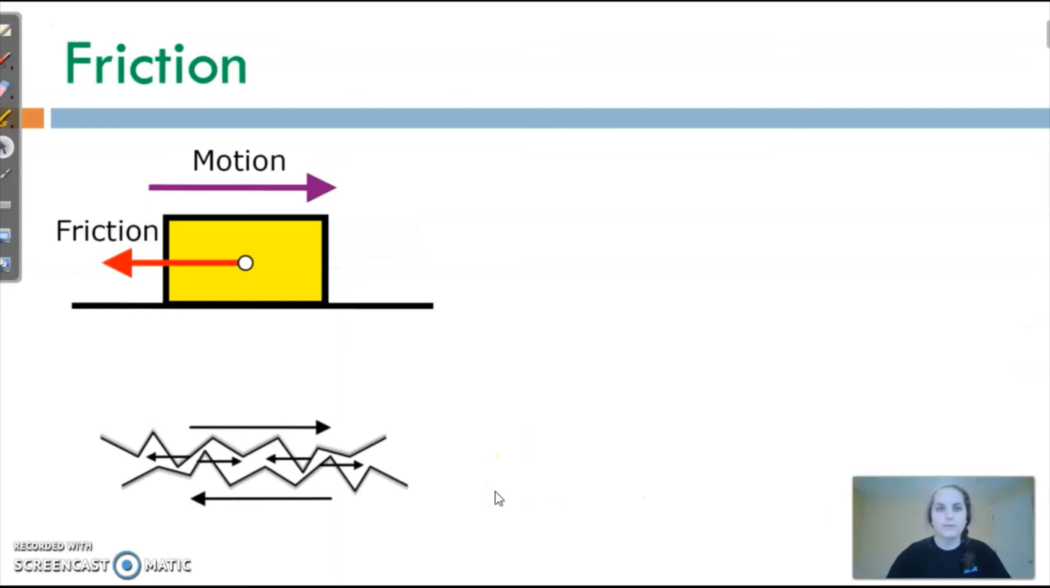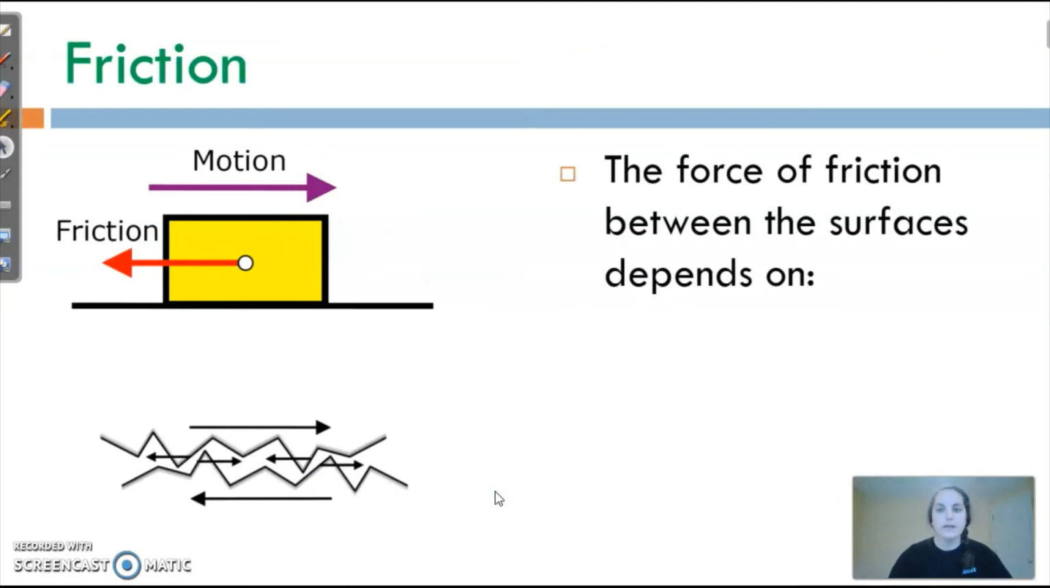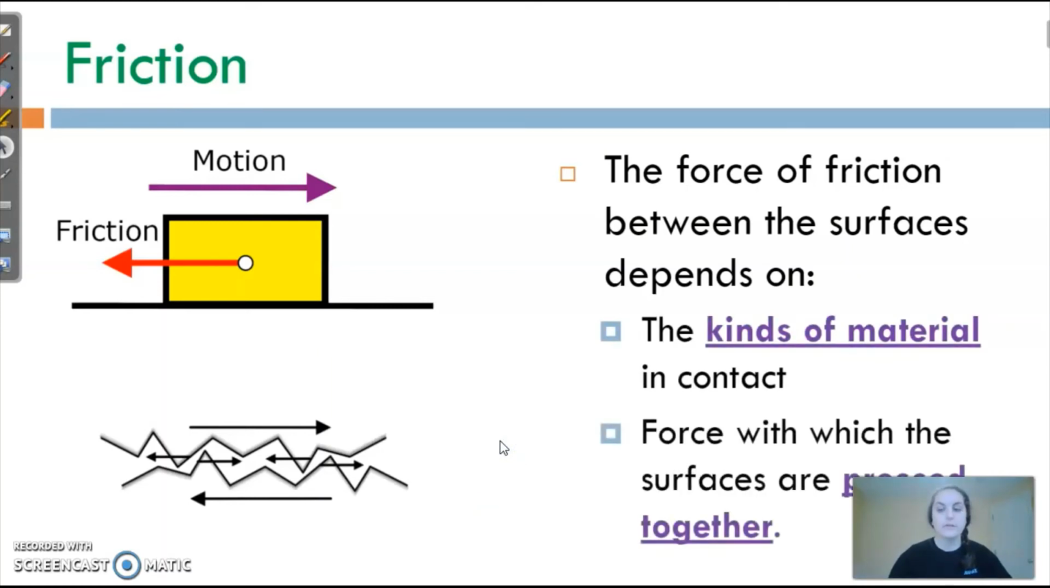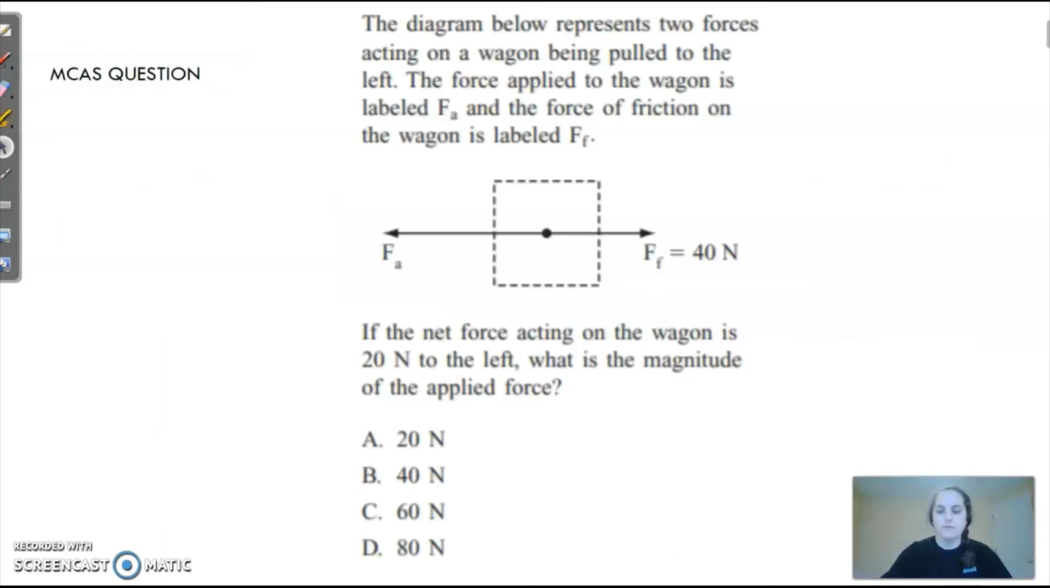So now let's talk about friction. Remember that friction is the force between surfaces, and it's going to depend not only on the kinds of material you're in contact with, but also on how much it's pressed together. We talk about that as the normal force, the opposite of your weight. Remember that friction is always going to act in the opposite direction of your motion.